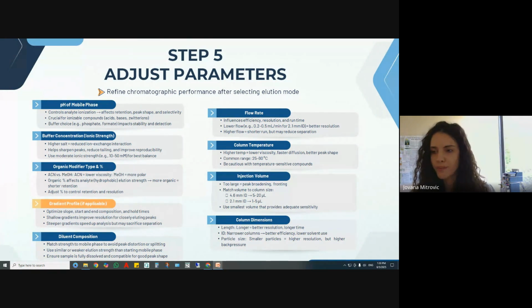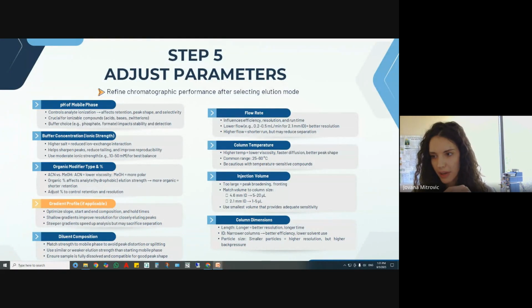Flow rate is important too. Faster flow shortens your runtime, but may reduce resolution, while slower flow improves separation but takes longer. So also don't forget temperature. Raising the temperature can improve peak shape by reducing viscosity and speeding up diffusion, which results in sharper peaks. We also have to pay attention to injection volume. Using the smallest volume needed for sensitive analysis prevents peak broadening and fronting. So we have to take into consideration column capacity. We don't want to overload the column.